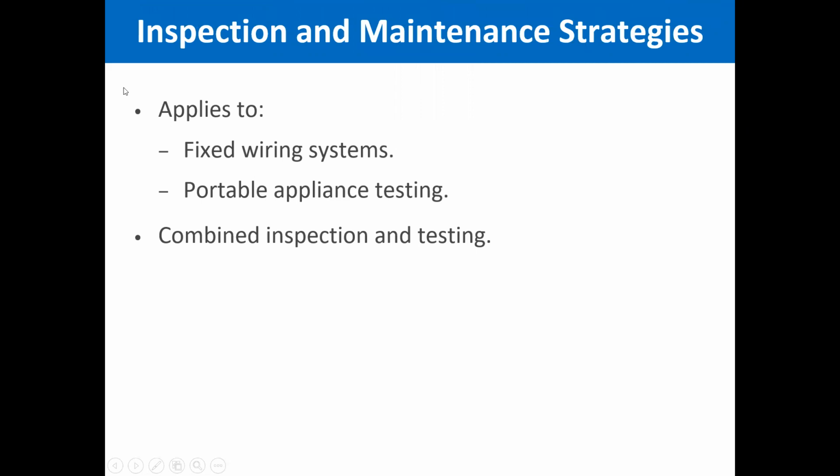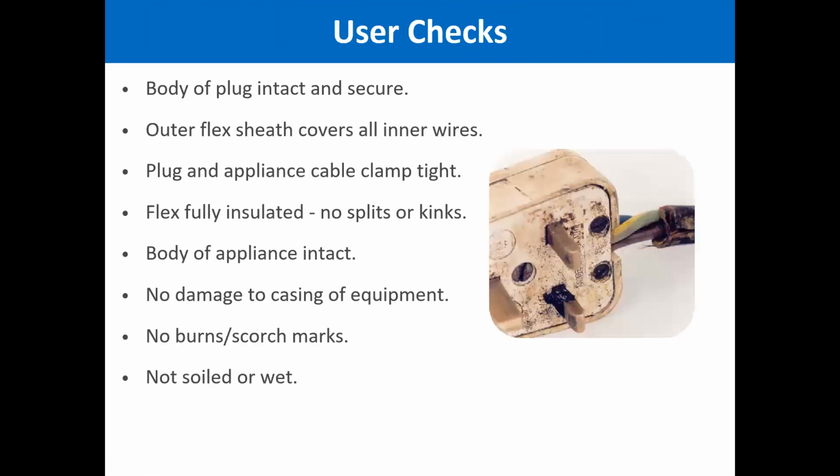Inspection and maintenance of electrical systems is also very, very important. You should do inspection and maintenance of fixed wire systems and portable appliances as well, and carry out combined inspection and testing. One common type of testing is called user checks. The person who is using the electrical tool or equipment should do user checks before starting by checking the body of the plug, outer flex sheet, plug and appliances.